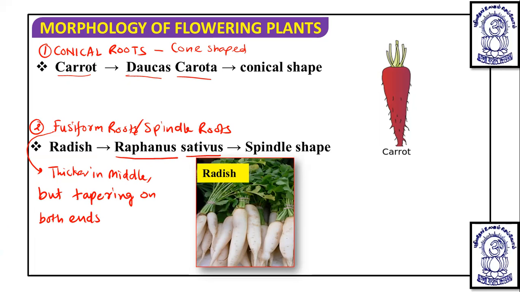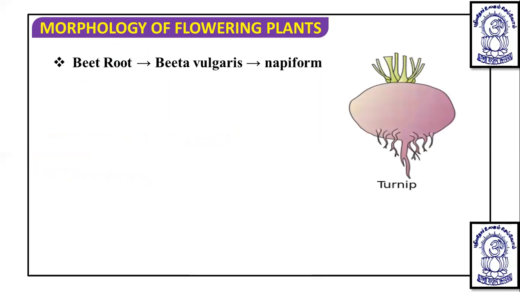Apart from this, another root is beetroot, whose scientific name is Beta vulgaris. In beet, napiform roots are found. Napiform roots are bulging at one end and tapering at the other end. So in napiform root, the root gets swollen and spherical at the upper end, whereas it is tapering or thread-like at the lower end. The example is beetroot, Beta vulgaris, which is also known as sugar beet.